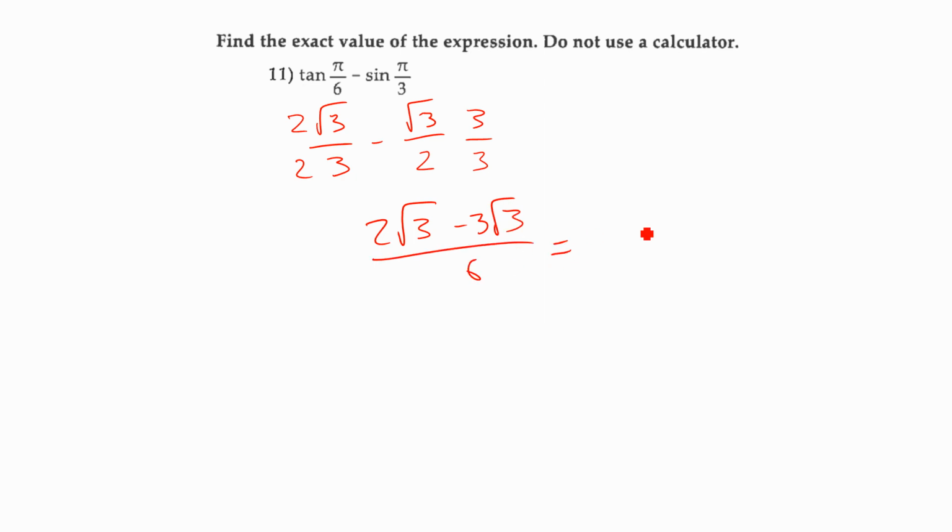All right, for this one, we're going to go to our table. The tangent of pi over 6 is root 3 over 3. And the sine of pi over 3 is rad 3 over 2. And so now we're going to have to come up with a common denominator and just go from there. So this problem, you're just looking at your table. Times by 2, times by 2, times by 3, times by 3. So we have 2 rad 3 minus 3 rad 3 all over 6. So we have negative rad 3 over 6.